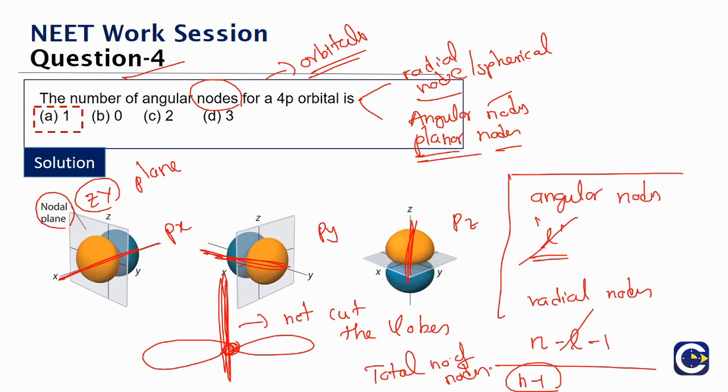These formulae we have to remember so that we will be able to answer any question on this. So what is the answer for this one? It's a question that we can answer if we remember these empirical formulae. It is option A, which is just 1. So the 4p orbital will have 1 angular node or 1 planar node.